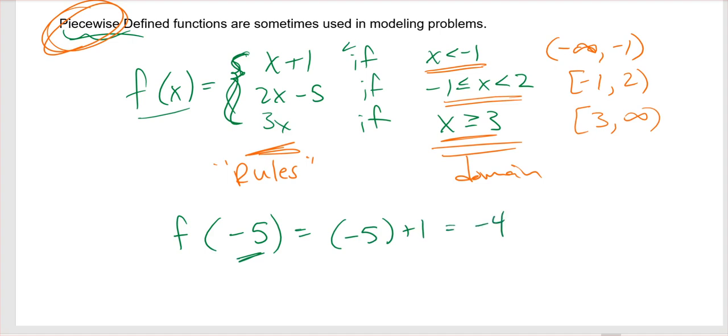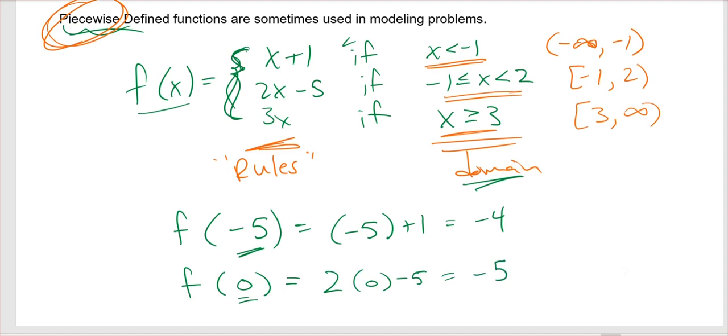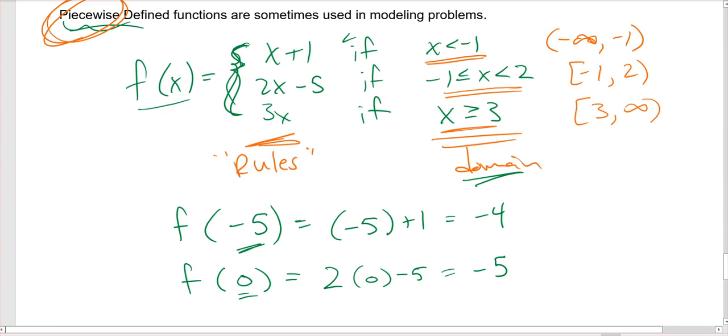Great. If we do f of maybe 0, we do the same thing. We take 0, we would go over here to our domain regions. We say, which one is it in? Is 0 less than -1? No, it's not. Is 0 between these two numbers? It sure is. So we're going to use this rule here. So we got 2 times 0 minus 5. So now 2 times 0 is 0, minus 5 is just minus 5. Okay. So hopefully we're getting the idea here.